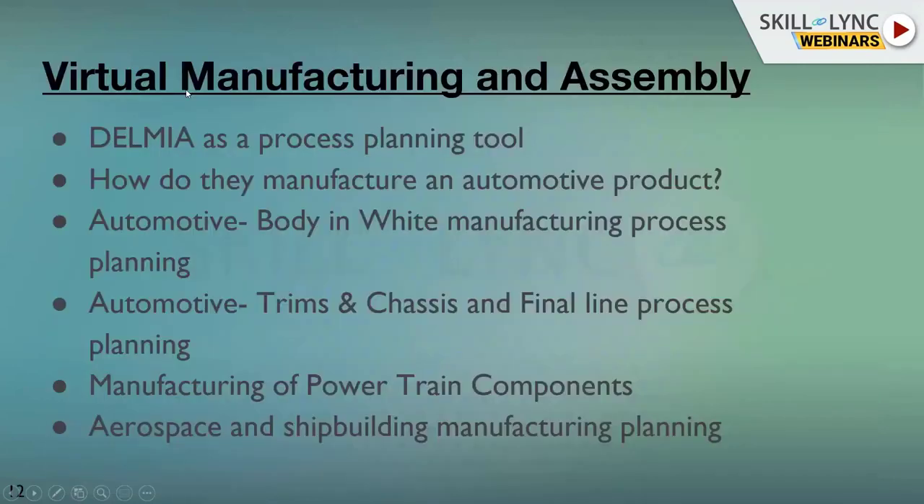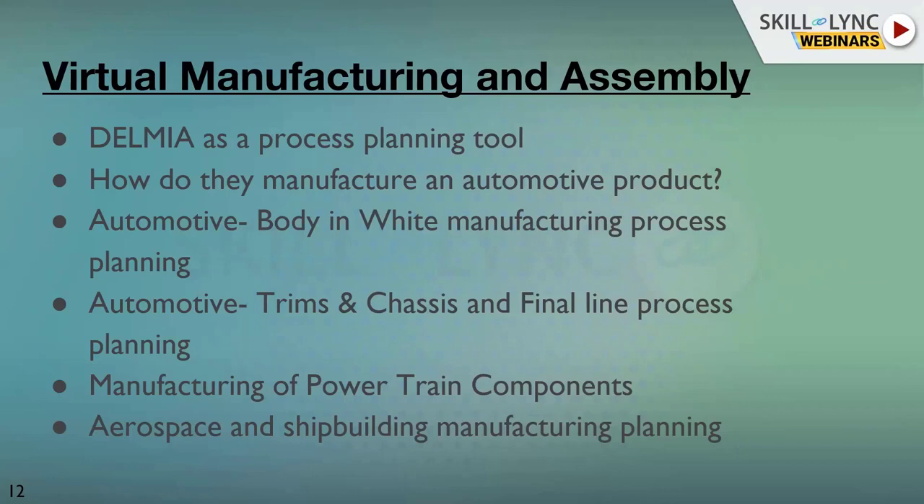So if that is the world of CAD, now we are going into virtual manufacturing and assembly. So what is Delmia? Delmia is a process planning tool. It enables you to decide how that CAD design that you have till now is going to be manufactured in an assembly plant. That is planned using Delmia. So first, the next thing we need to know is how they manufacture an automotive product, or how they are going to manufacture a car. We will go into that in the next slide, and I'm going to explain it by showing an infographic.